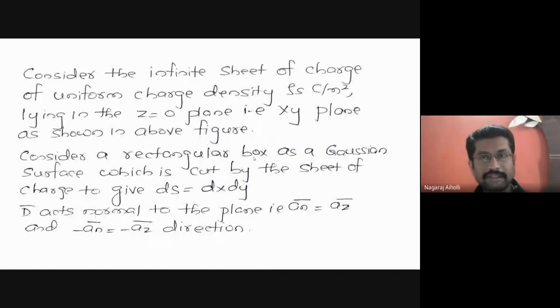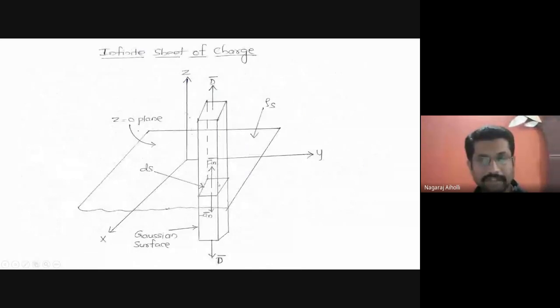It is the infinite sheet of charge with the charge density rho_s coulomb per meter square on the xy plane with z equal to 0. Consider a rectangular box as the Gaussian surface which is cutting the sheet of charge to give dS equal to dx into dy. Wherever this rectangular box cuts this infinite sheet of charge, the area formed is length into breadth, because it's a rectangular box.